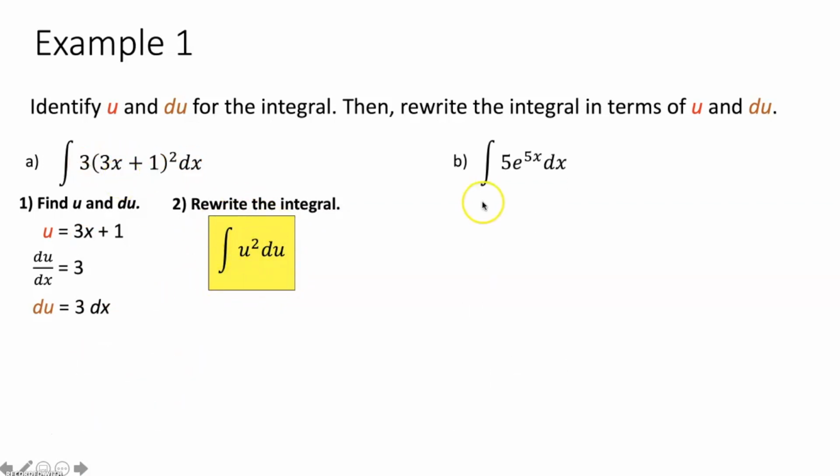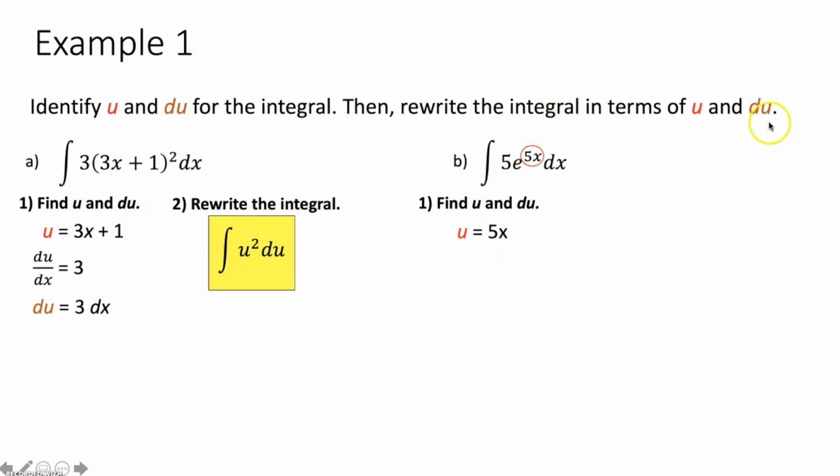Part B, doing the same thing. We have two things we need to do here. We need to identify u and du, and then rewrite the integral in terms of u and du. So first, identify the u and du. U needs to be our innermost function. So here, we have a function, 5 times e to the something, and that something is 5x. So that would be our innermost function in here. So we're going to let u equal 5x.